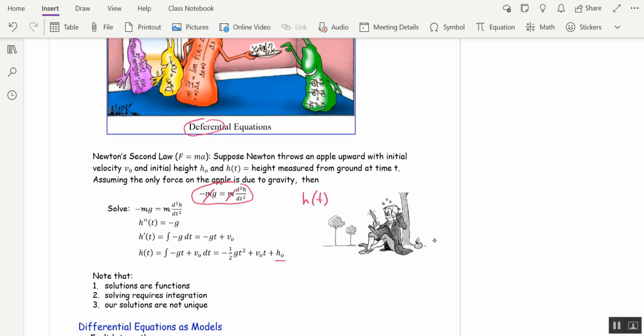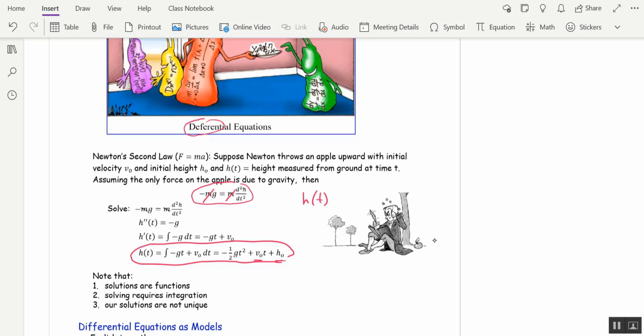My point here is not the details of this integration. It's just that in general, the solution to a differential equation is going to be a function, and that function is going to have some constants in it. Typically, every time you integrate, you'll pick up a constant. So a solution to a differential equation is not unique. And to solve a differential equation, we do that by integrating.